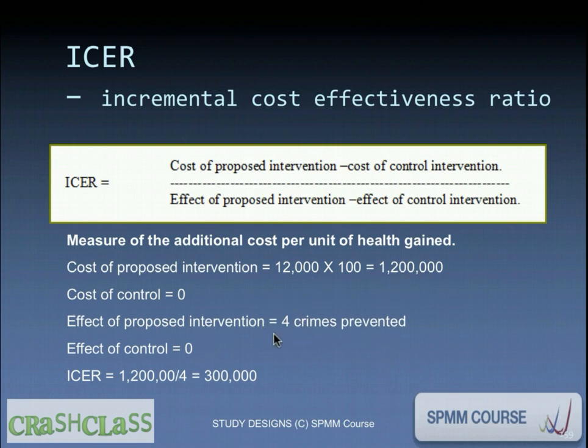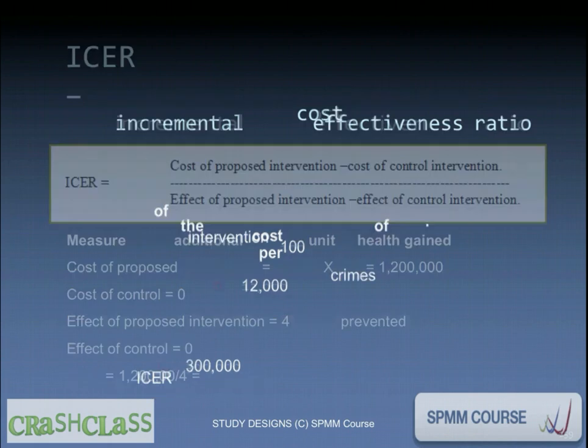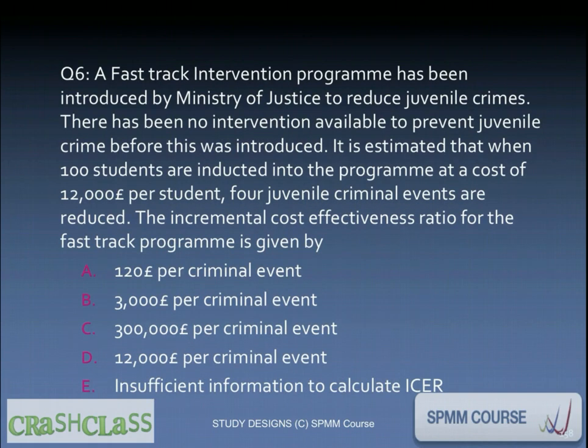So for each crime to be prevented, how much are you investing? The difference in cost is 1.2 million. The difference in effect, which is the difference in crime rate, is 4. So 1.2 million divided by 4 gives you 300,000. So for question number 6, the answer is 300,000 per criminal event.